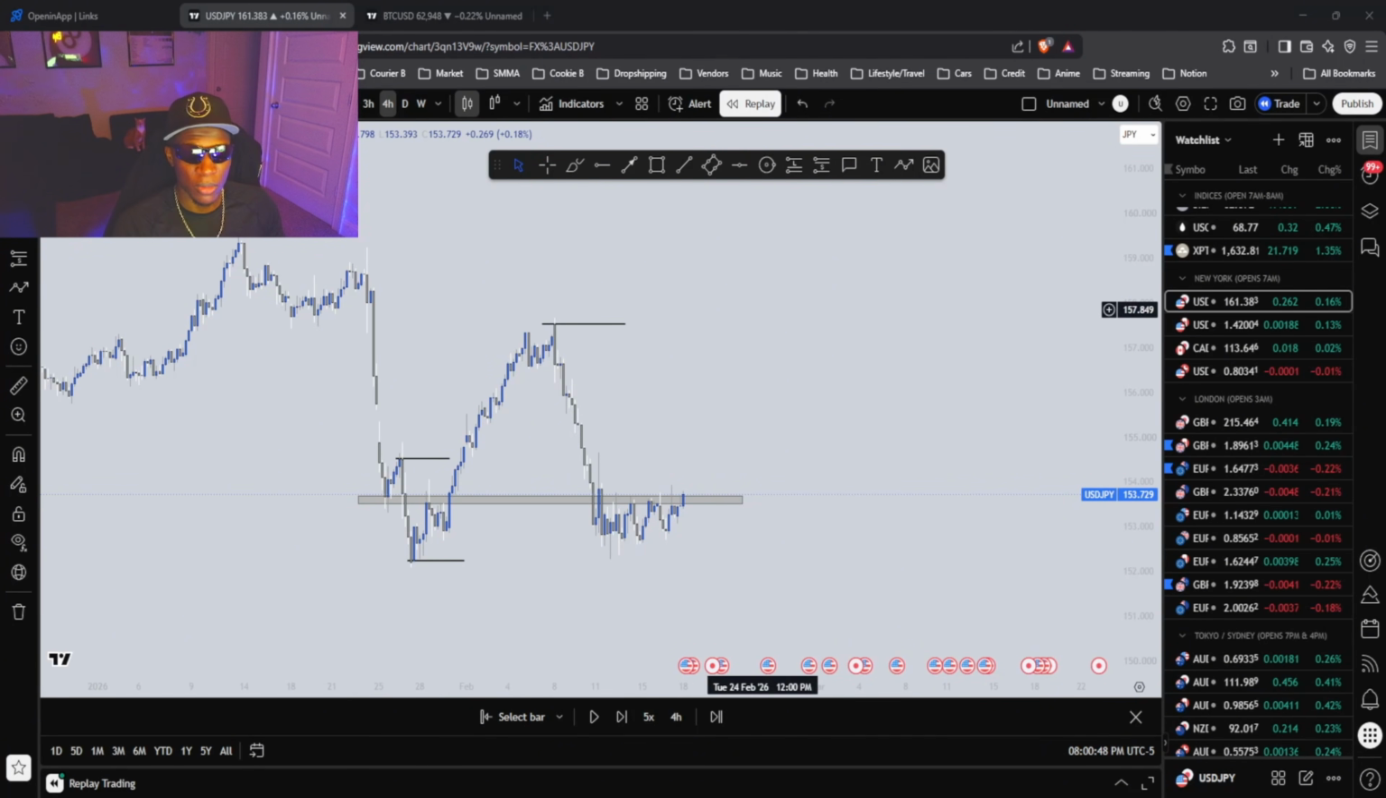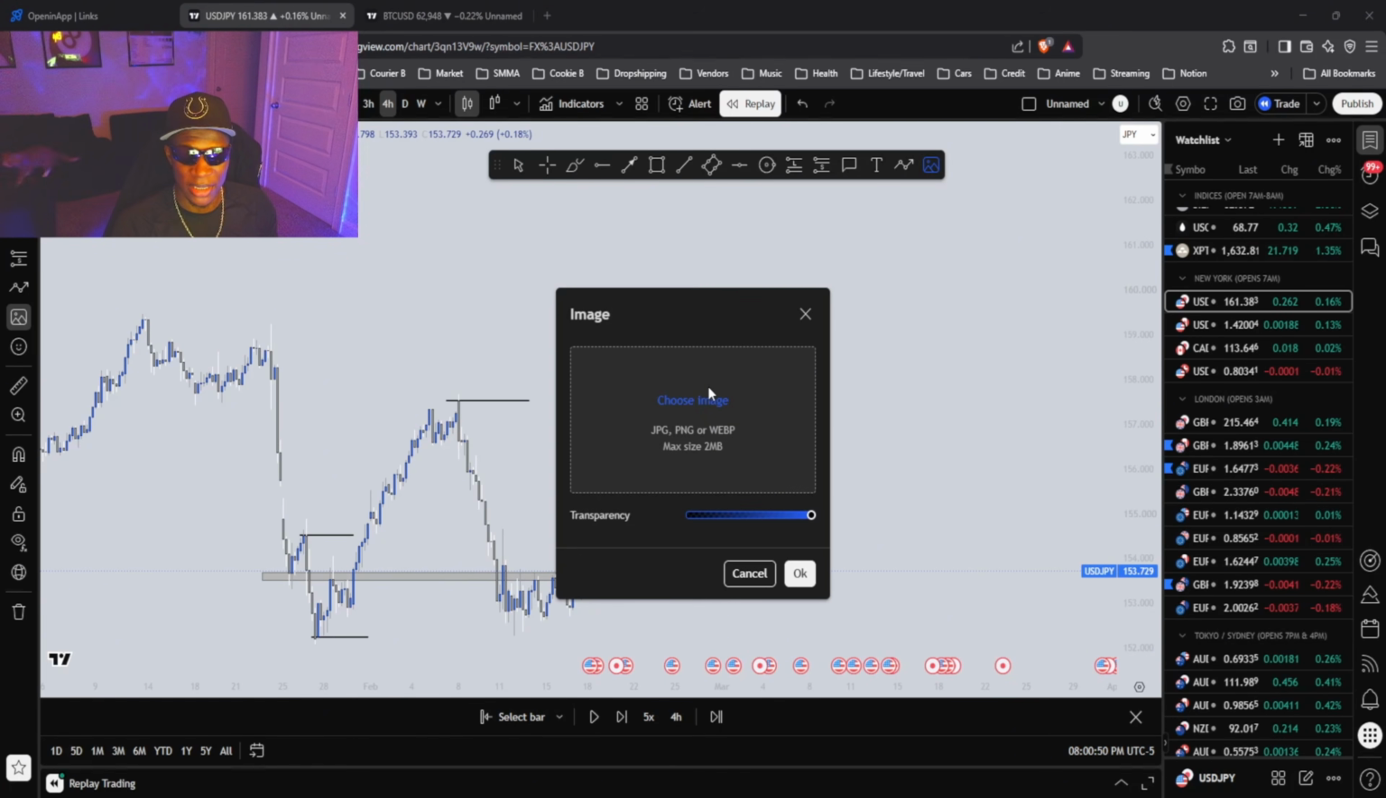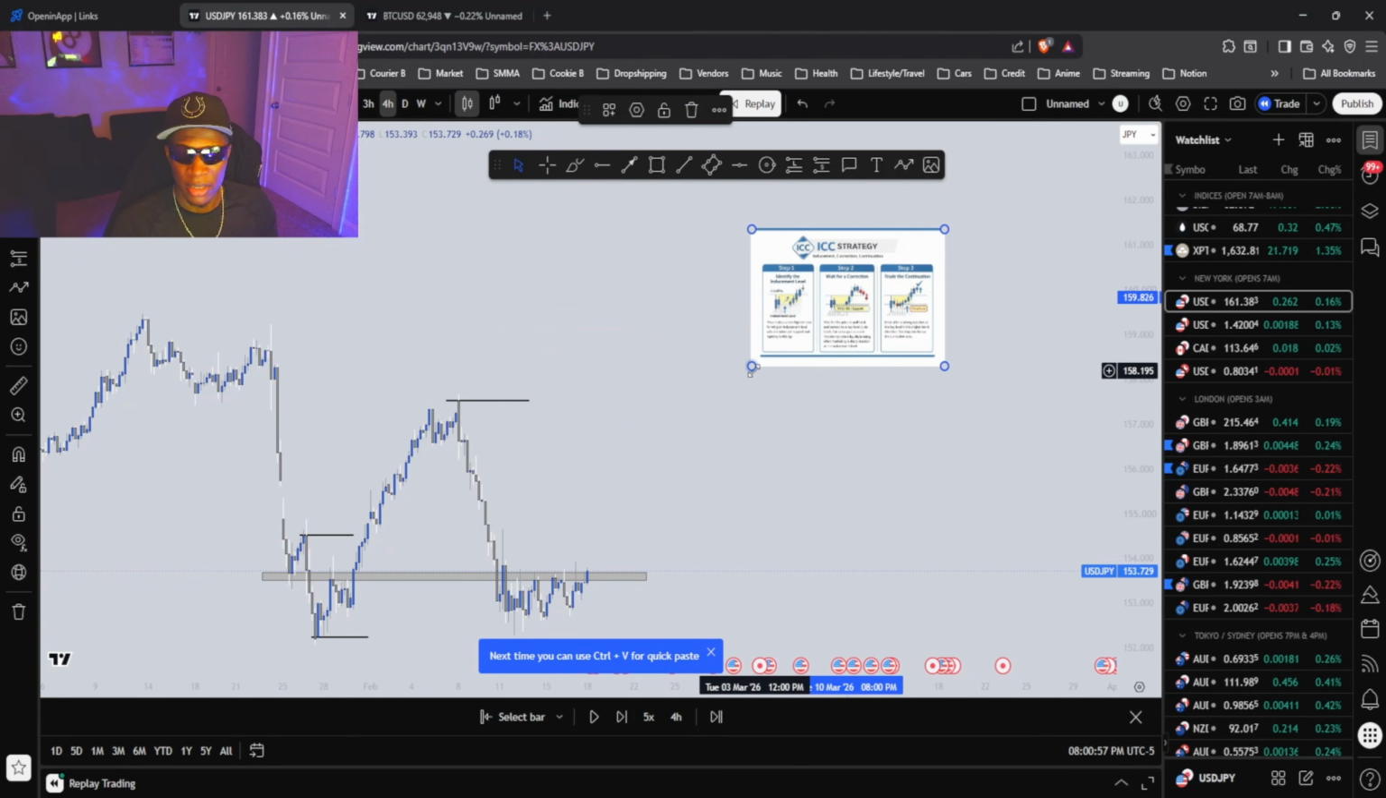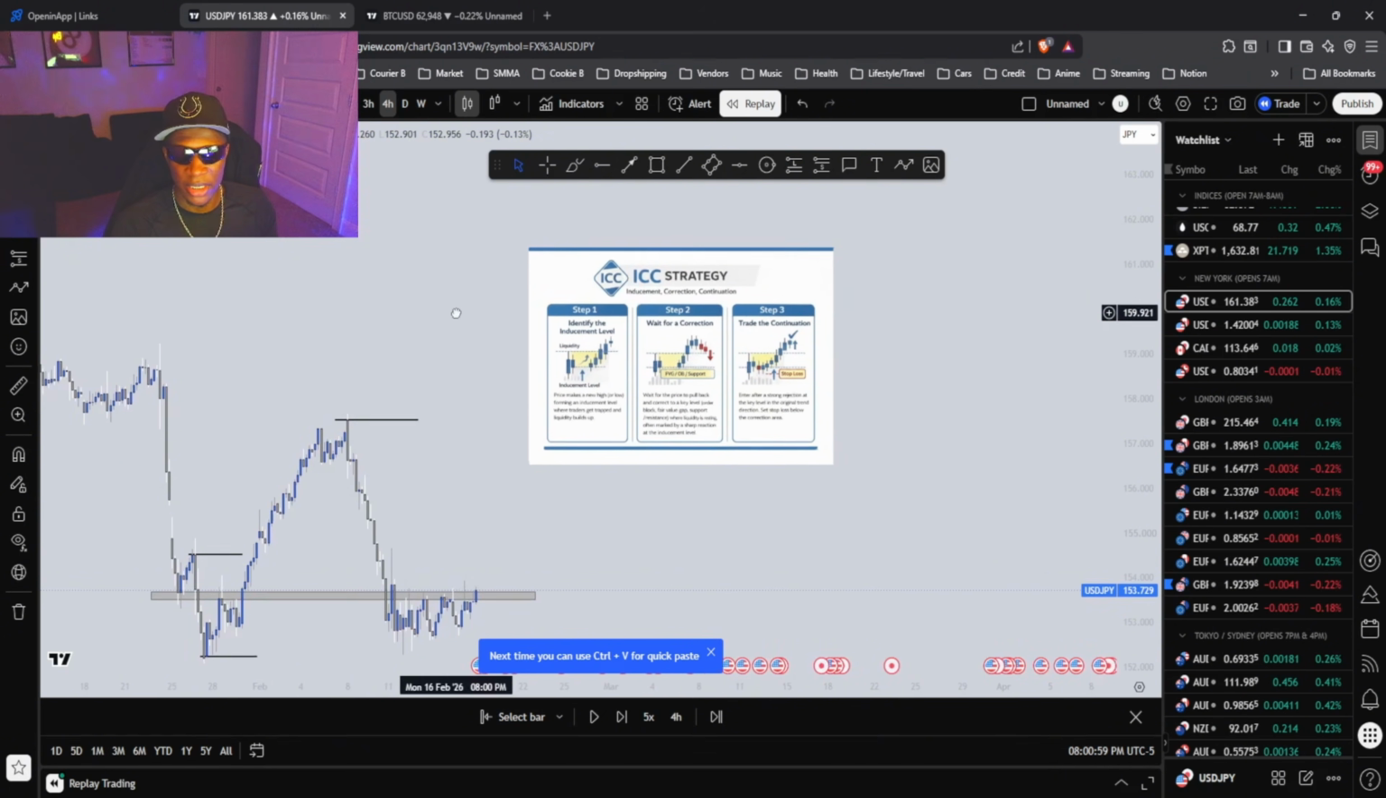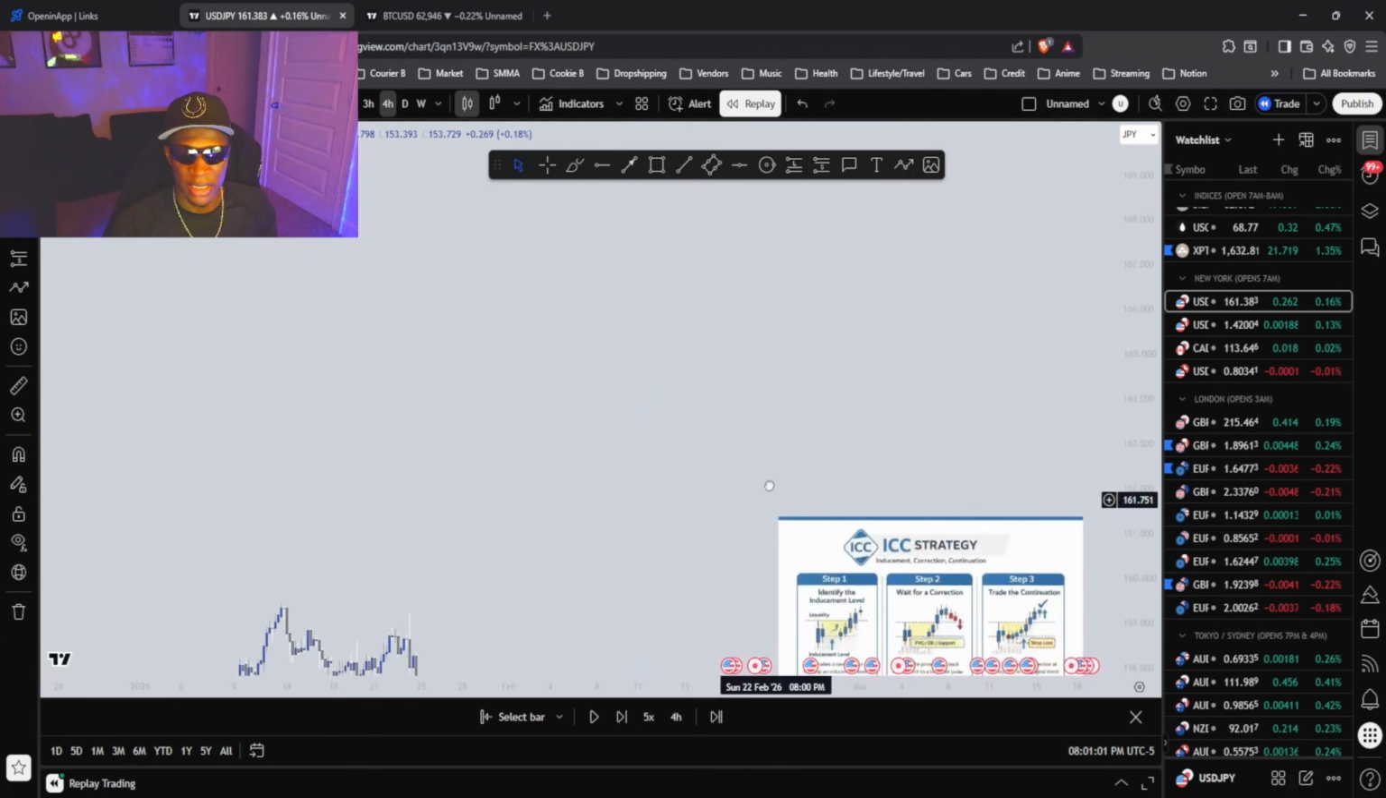So if you're new to the channel, the one thing that we trade is something called ICC. What does ICC stand for? ICC stands for the indication, correction, and the continuation. What does it look like? It looks something like this. Here's a drawing. You can screenshot this. You can take a picture. This is typically how ICC works.